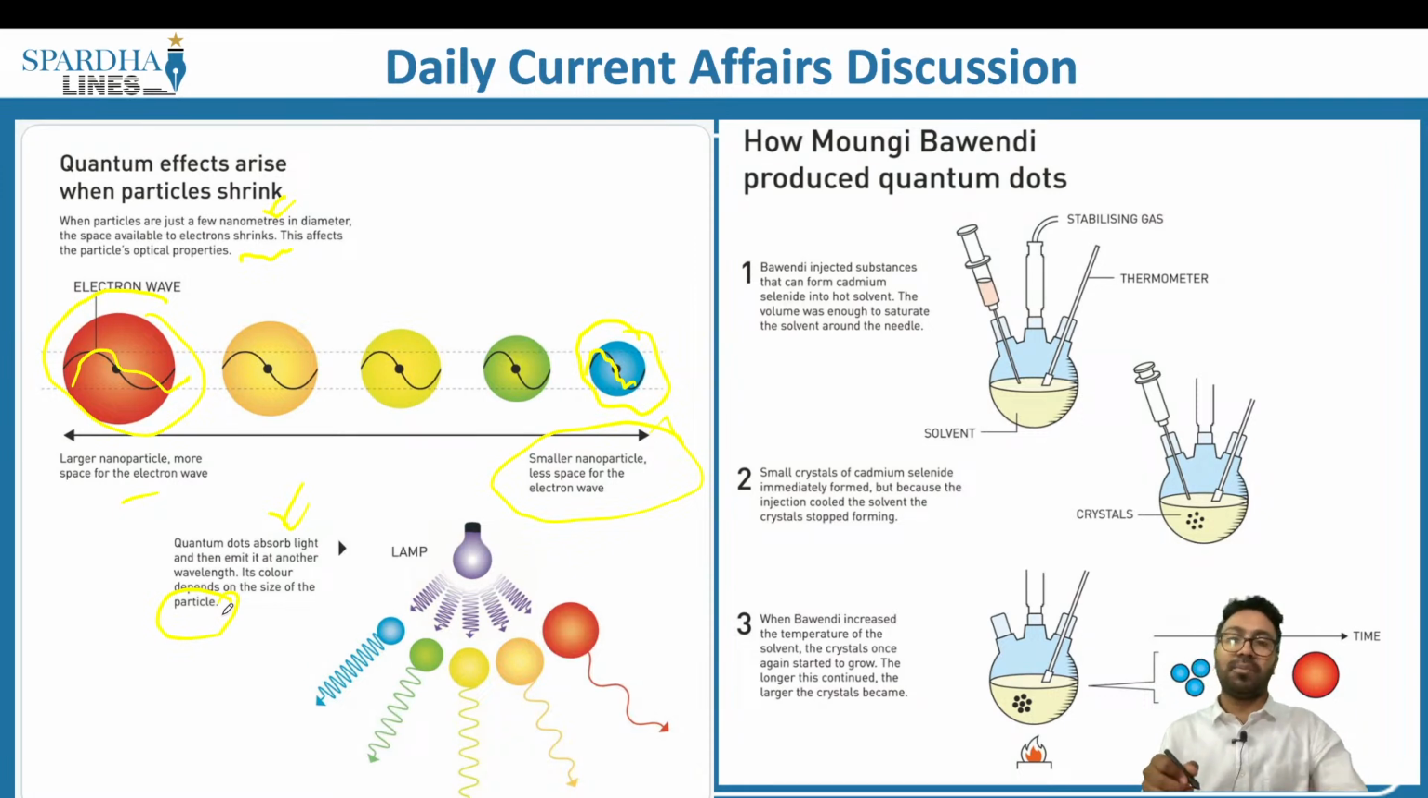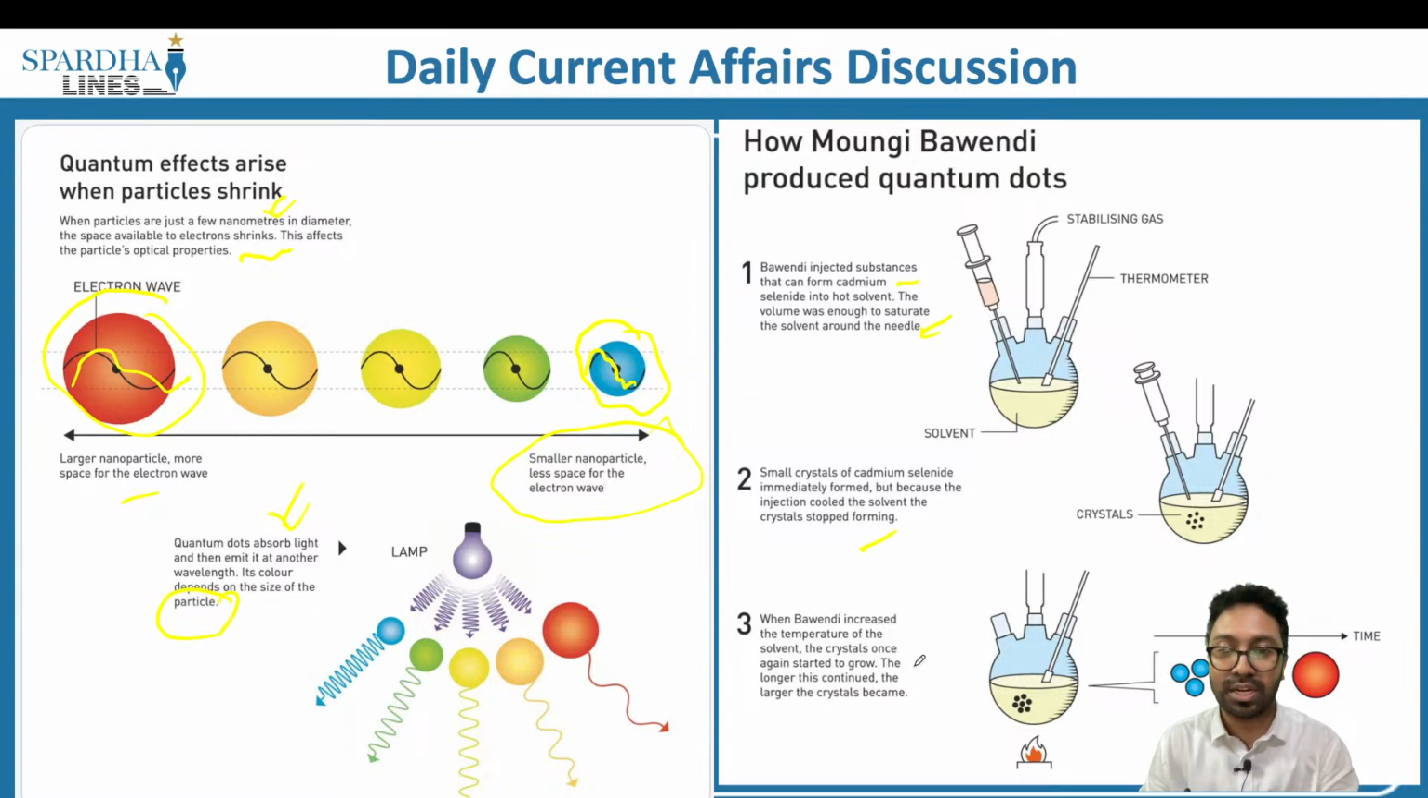How did Moungi Bawendi produce quantum dots? Bawendi injected substances that can form cadmium selenide into a hot solvent. The volume was enough to saturate the solvent around the needle. Then small crystals of cadmium selenide immediately formed, but because the injection cooled the solvent, the crystals stopped forming. When Bawendi increased the temperature of the solvent, the crystals once again started to grow.